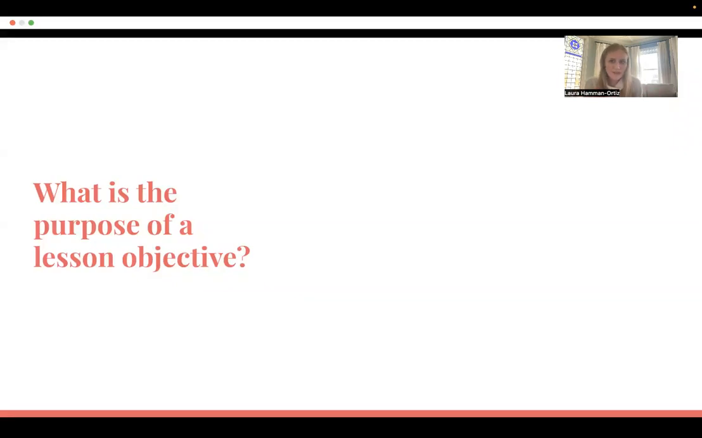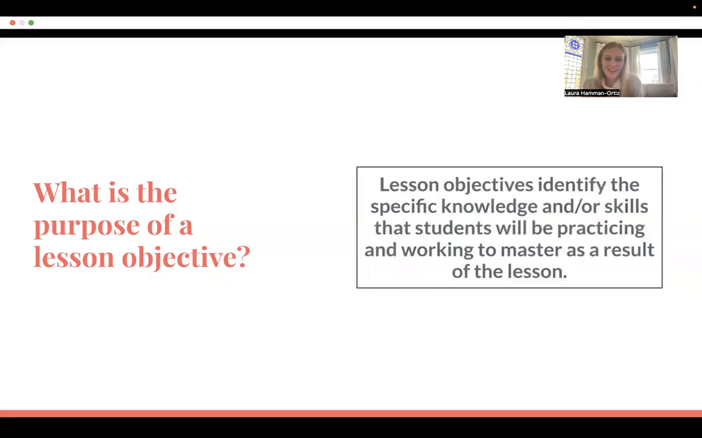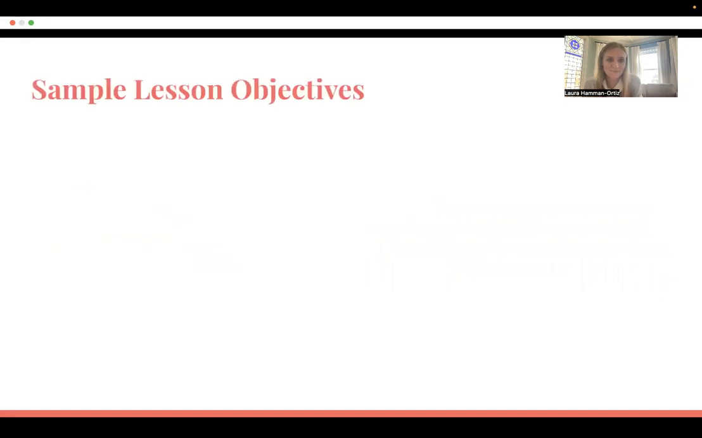So, what is the purpose of a language objective? Why do teachers write them? Well, language objectives are useful because they identify the specific knowledge and/or skills that students will be practicing and working to master as a result of the lesson. So we can think of lesson objectives as the guidepost for our lesson. What is it that we want students to know or to be able to do after they've participated in this lesson and the associated learning activities?